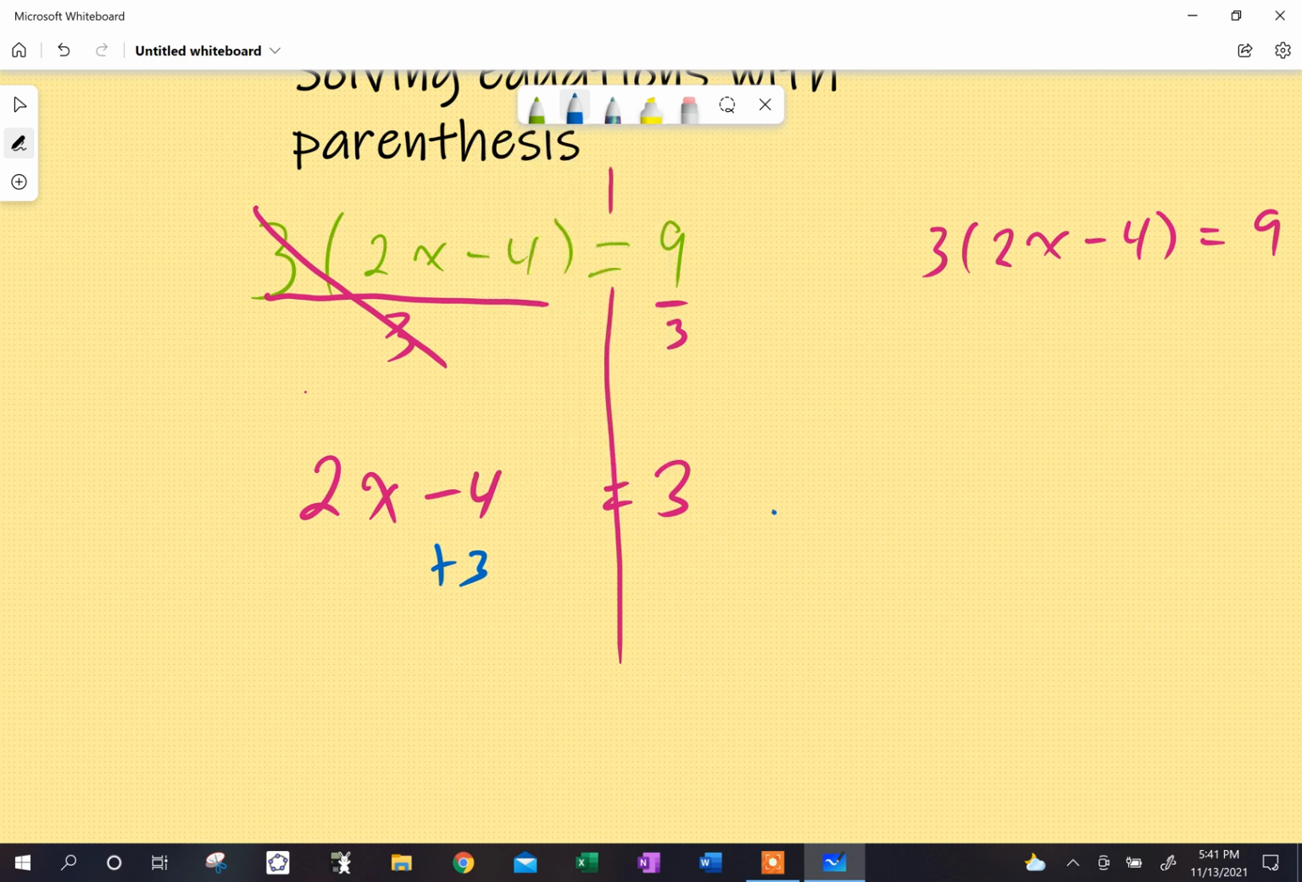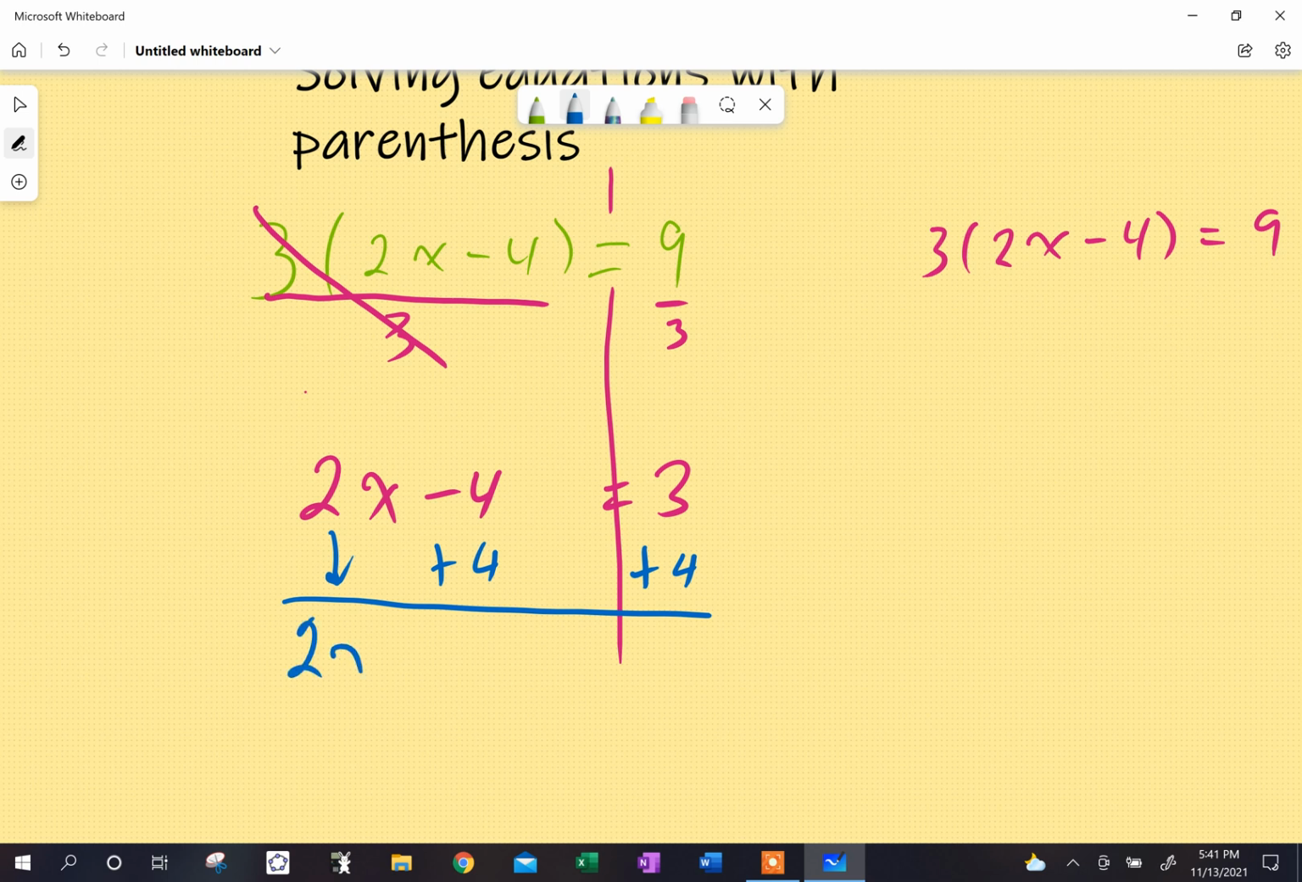Oh, it's really unfortunate. Microsoft has seemed to update their... Oh, I'm not adding 3 to both sides. Goodness me. Adding 4 to both sides. Microsoft has updated their whiteboard and they've done a really poor job of it.